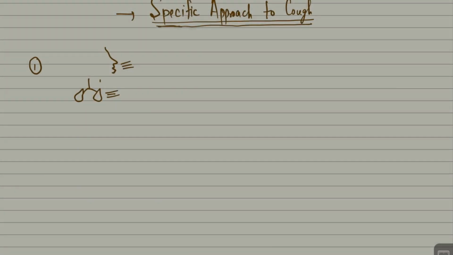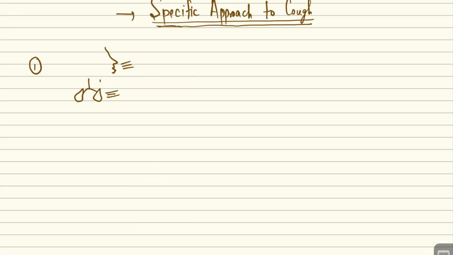So we are discussing the drugs which are used to treat cough. Here I would like to tell what are the specific approaches one should follow while treating the cough, because cough can have multiple reasons. There are so many reasons why the cough occurs.